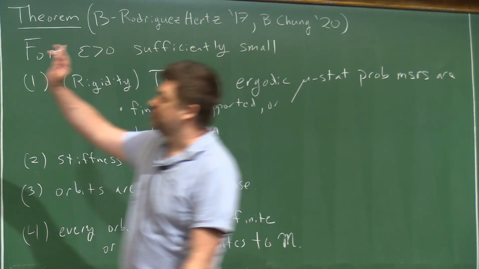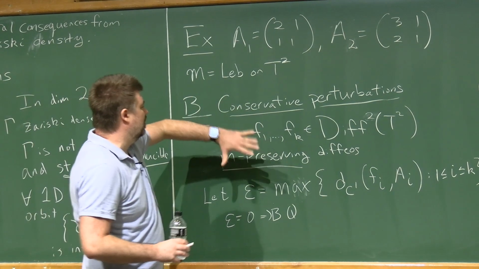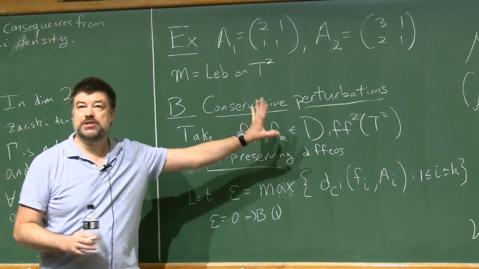So the proof of Benoist-Quint, it's a very dynamical proof, but it heavily uses the fact that these are linear maps and it's an affine random walk. And somehow the conclusion is open in the conservative case under C1 perturbations of the generators.